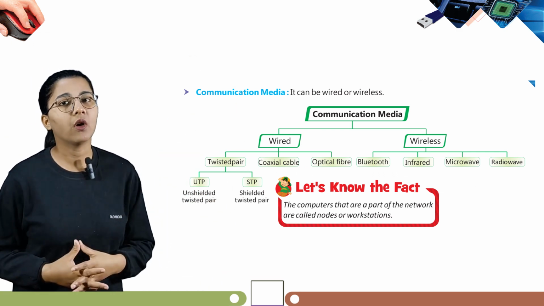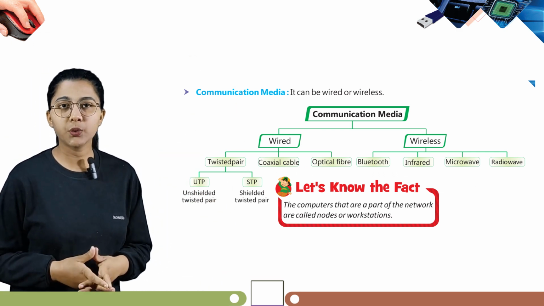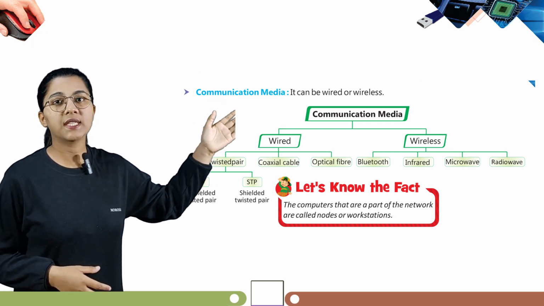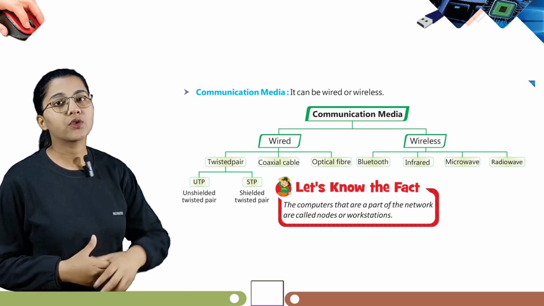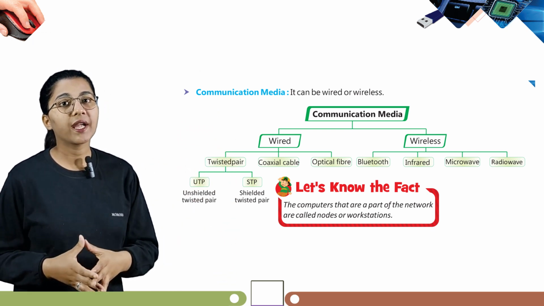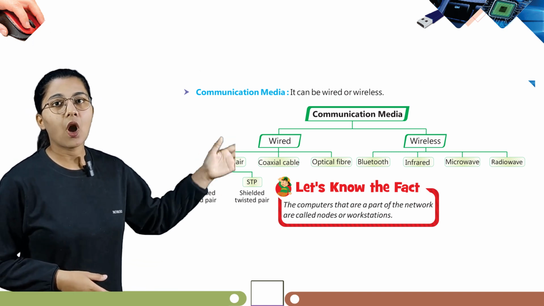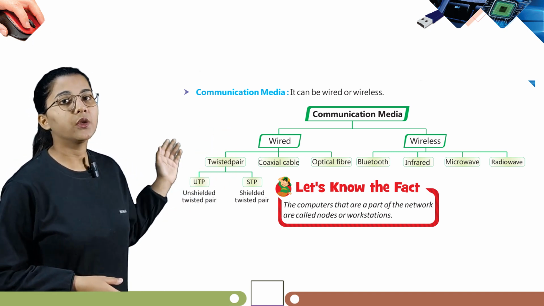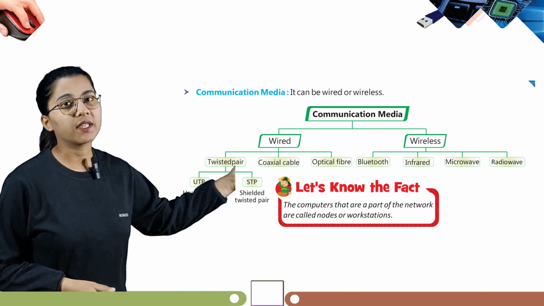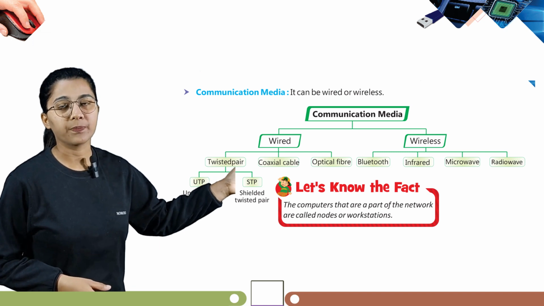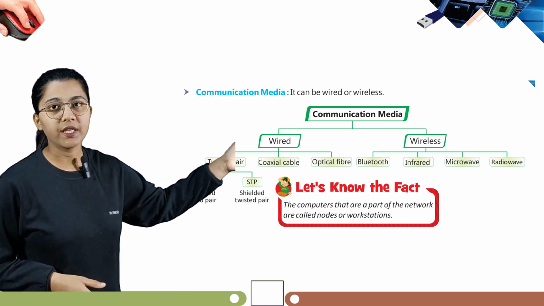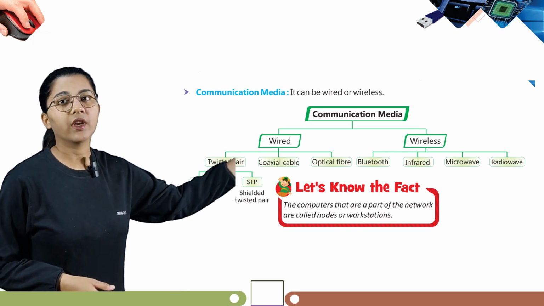It can be wired or wireless. Now students, here you can see a flow chart of communication media. Here you can see wired and wireless. So communication can be wired or wireless. The wired parts are coaxial cable, optical fiber and UTP, that is unshielded twisted pair, and STP, that is shielded twisted pair. And in wireless you can see Bluetooth, then infrared, then microwave, then radio wave.